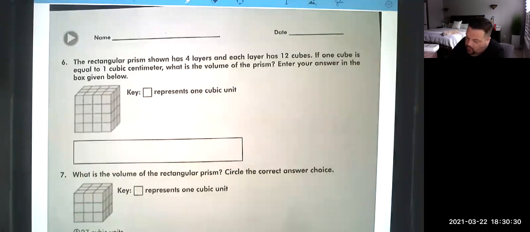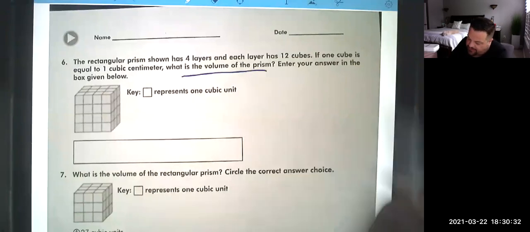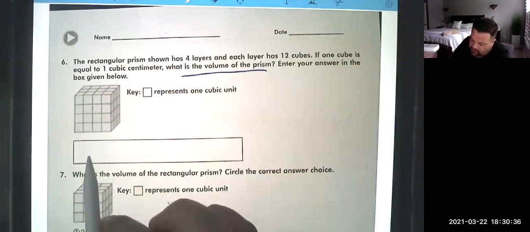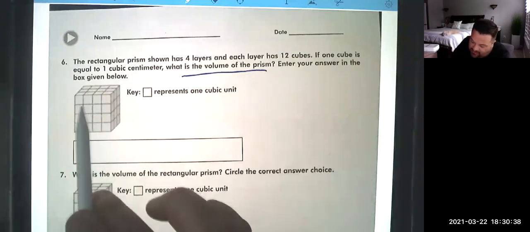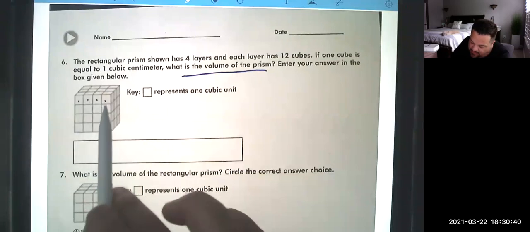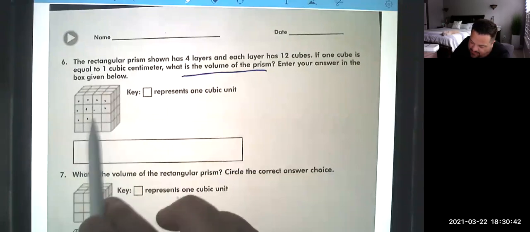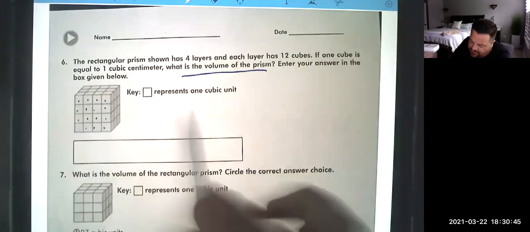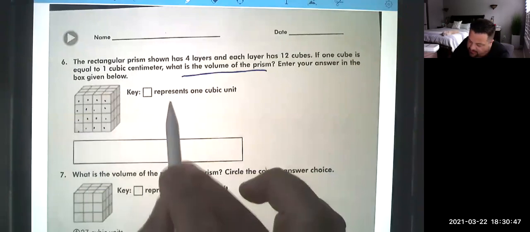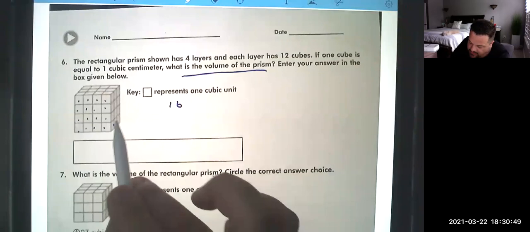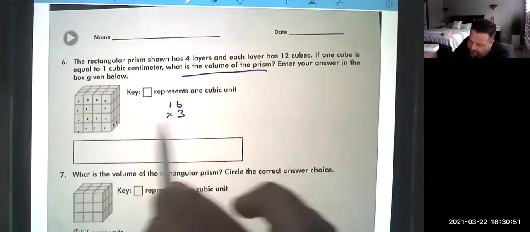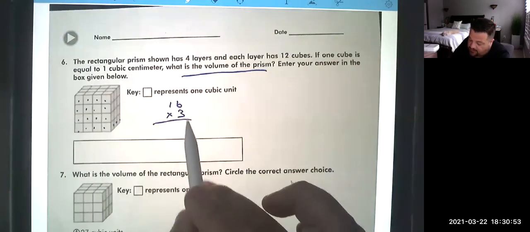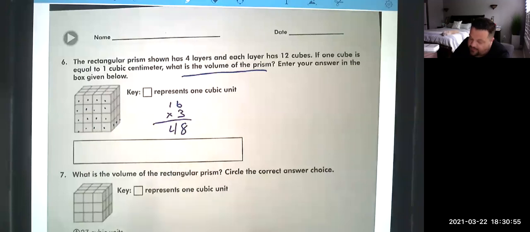So they just want to know what is the volume of the prism, and then we'll enter our answer. So we know it's got the 4 layers. You can easily just count 1, 2, 3, 4, 5, 6, 7, 8, 9, 10, 11, 12, 13, 14, 15, 16. There's 16 cubes I can see, and it goes back 1, 2, 3 levels. 16 times 3 is 6, 12, 18, carry that, 48, right?